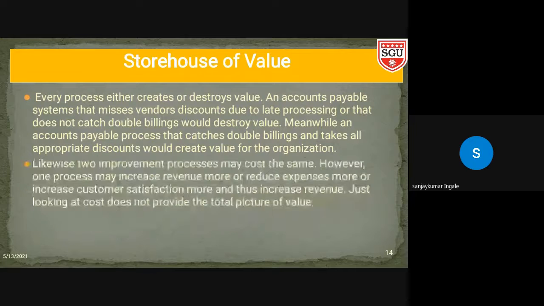Likewise, two improvement processes may cost the same. However, one process may increase revenue more, or reduce expenses more, or increase customer satisfaction more, and thus increase the revenue.